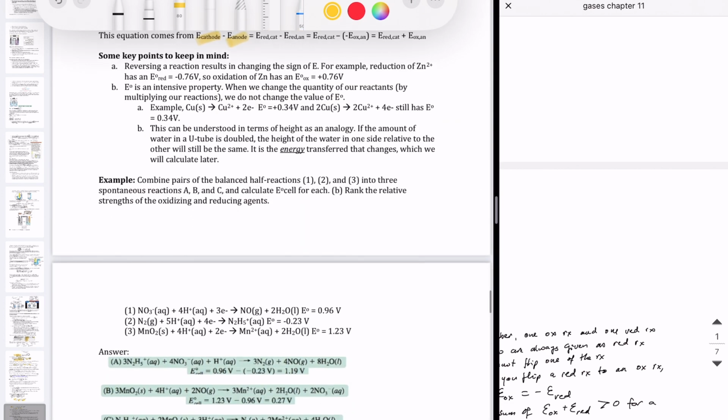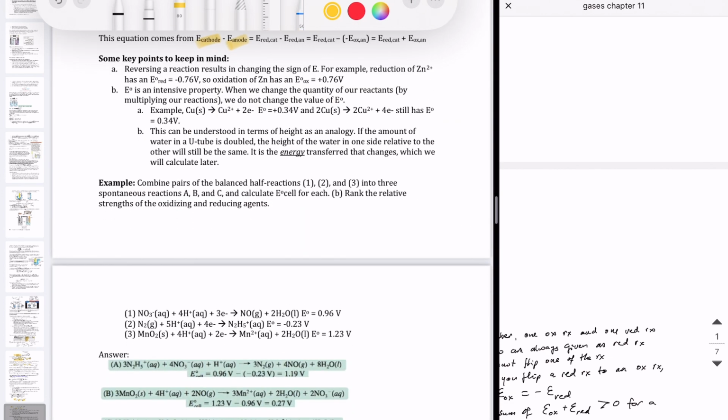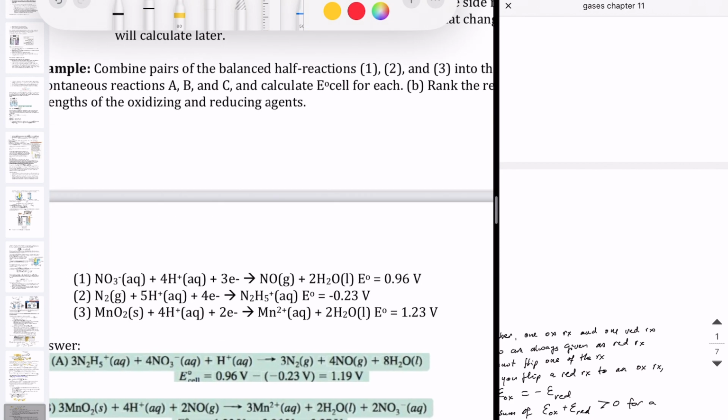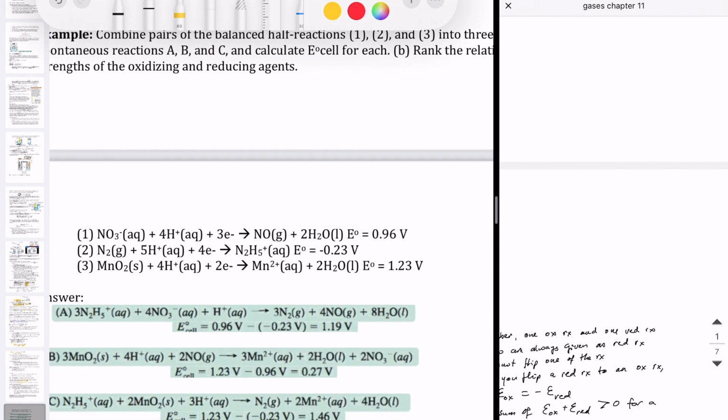Now I want to do this in the context of an example. A lot of the points I mentioned here are things I've mentioned in prior videos as well, so I want to just jump into this example. Here you're given three different reduction reactions. I know these are reduction reactions because the electrons are all on the reactant side. So these are all reduction potential values, just the same as the ones you saw in that table from the University of Rhode Island.